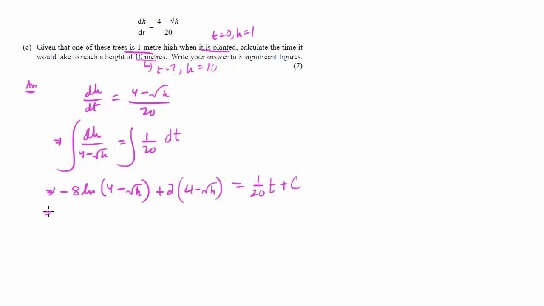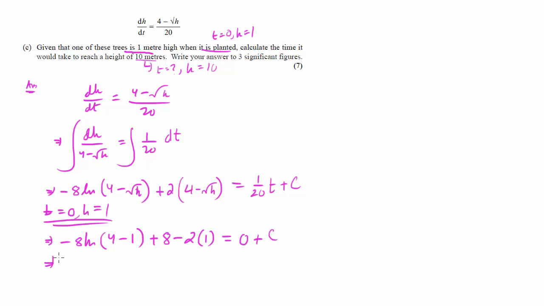Now we can find the value of c using the values t equals 0, h equals 1. So we know these two values. Let's put the values in and find the value of c. This will be minus 8 ln of 4 minus square root of 1, which is 1, plus 4 to the 8 minus 2 square root of 1, which is 1, equals, this is 0, plus c. So the value of c is going to be minus 8 ln 3, and we have 8 minus 2 plus 6 equals c. Therefore c equals 6 minus 8 ln 3.